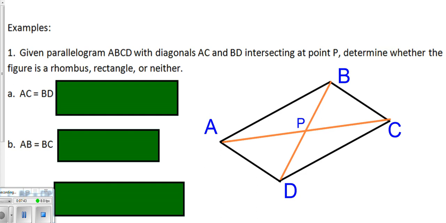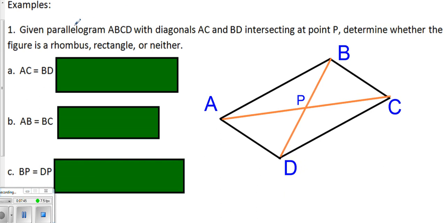So let's go with some examples here. If we are given a parallelogram ABCD with diagonals AC and BD, and they intersect at point P right here, determine whether the figure is a rhombus, rectangle, or neither. Okay, given the information, if they were to tell us that AC is the same as BD, so from here all the way to here, same as here to here. So we kind of have to think, what information is that telling us? What did they just say?